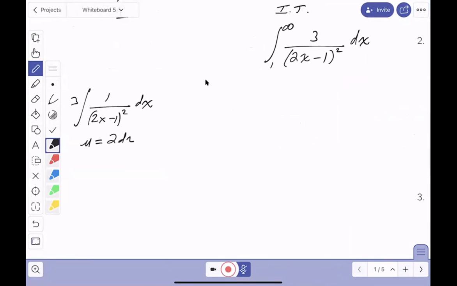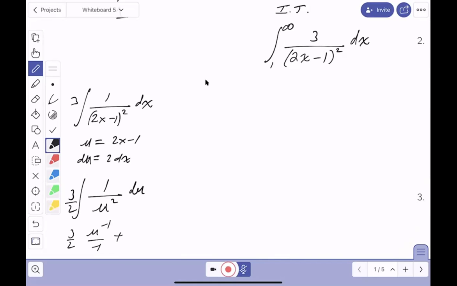I'm sorry, I get to the u first. u is equal to 2x minus 1. du is 2 dx. Let me write this in. This is 3. This is 1. This would be u squared. What's dx equal to? Well, it's 1/2 of a du. So what's this going to be? 3 halves, u to the minus 2, u to the minus 1 over minus 1 plus c.